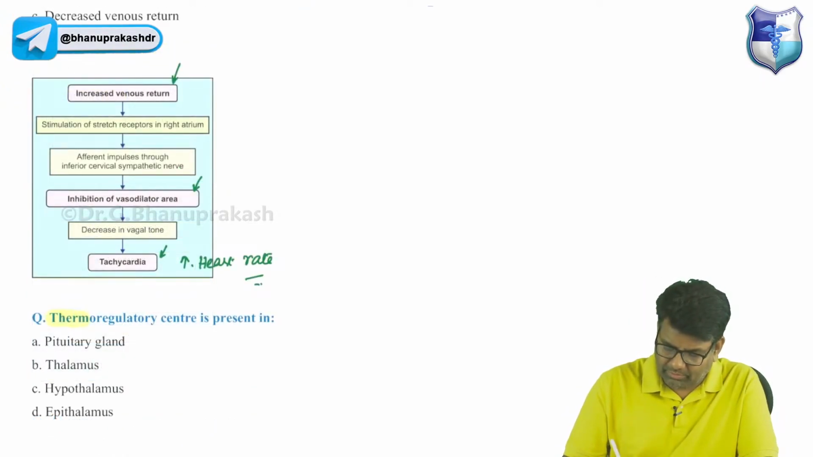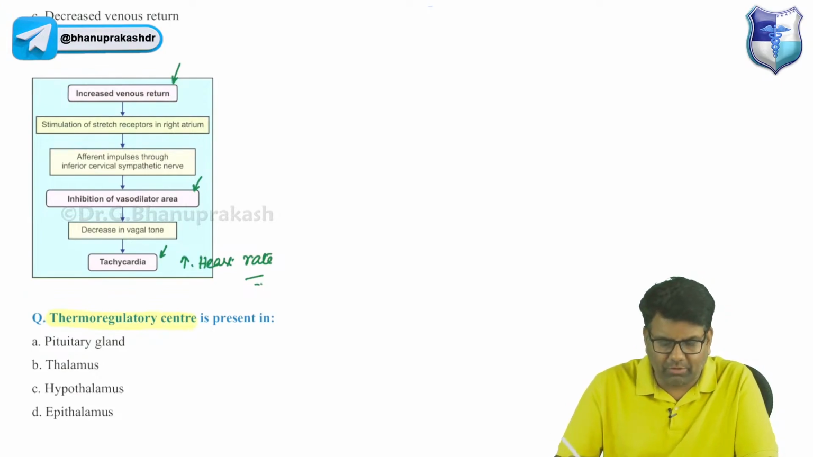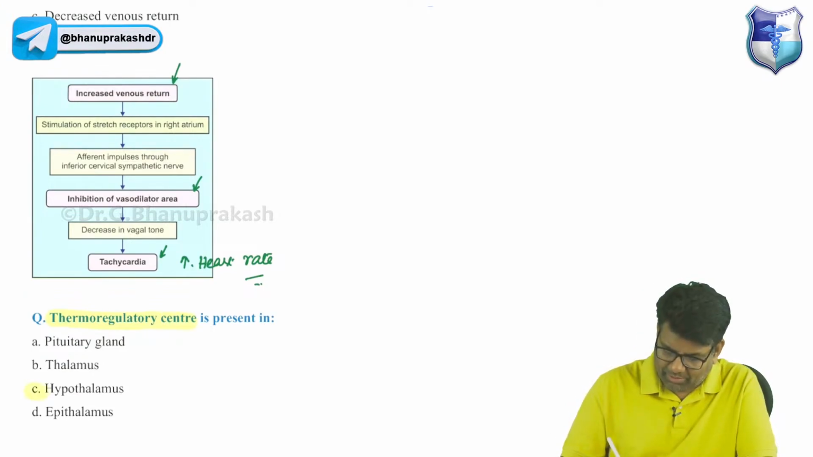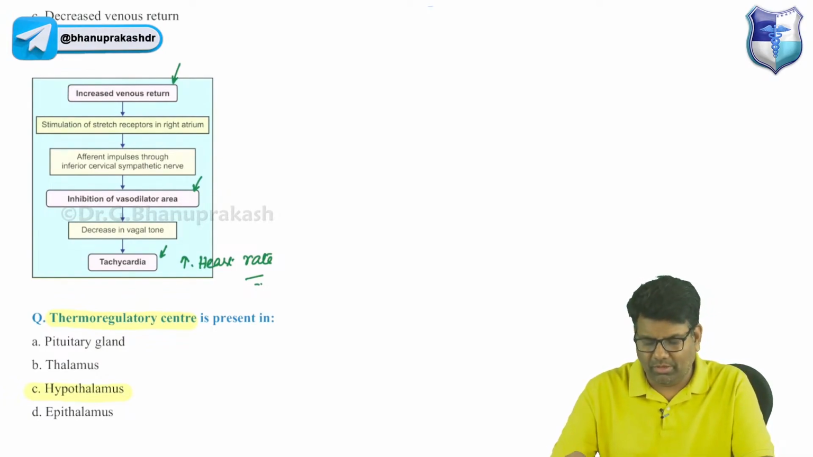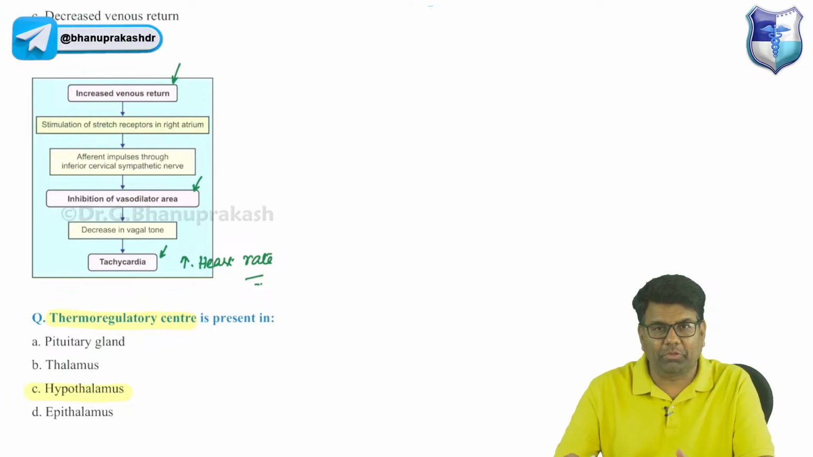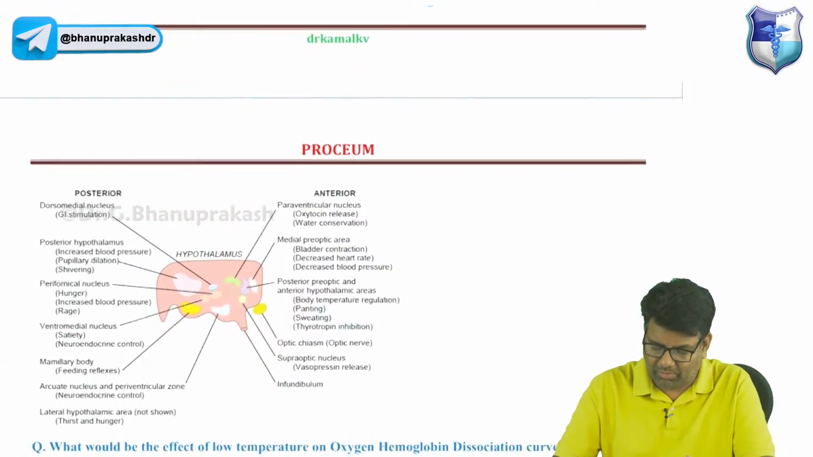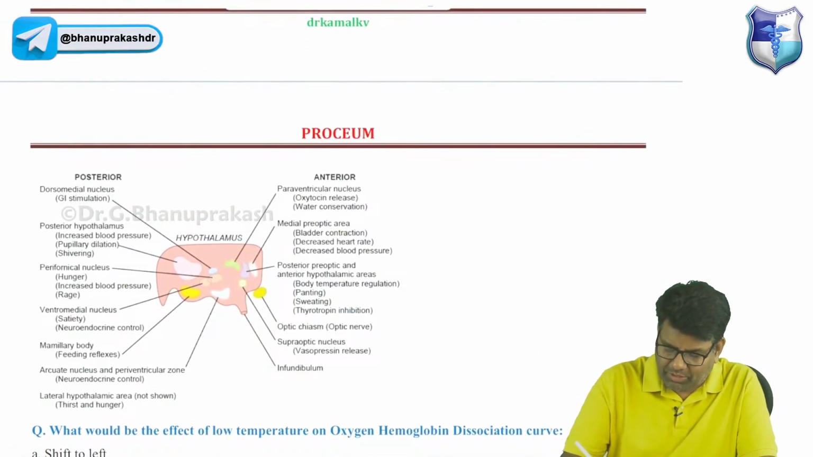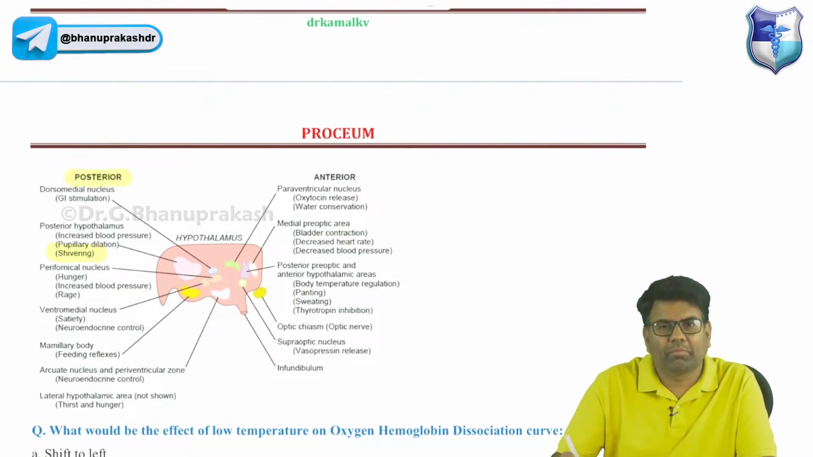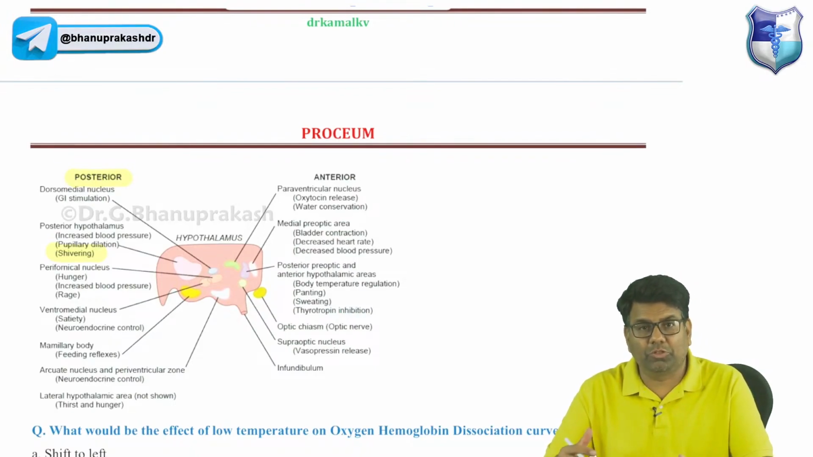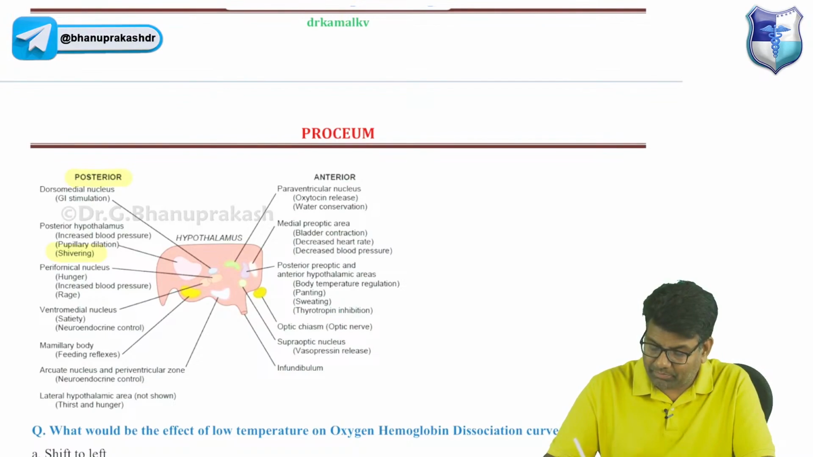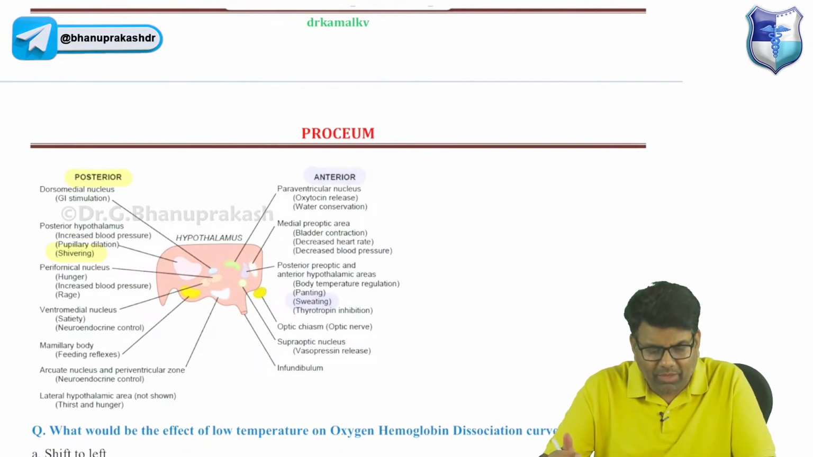Thermoregulatory center. It is present in which part of the brain? Hypothalamus. Yes. So hypothalamus has two areas which specifically relate to the temperature, high temperature or low temperature. If there is low temperature, this will lead to shivering. This is controlled by posterior hypothalamus. And if the body is exposed to high temperature, there will be sweating. This is controlled by anterior hypothalamus.